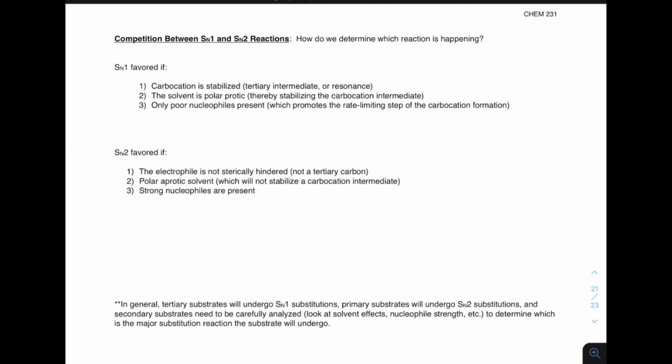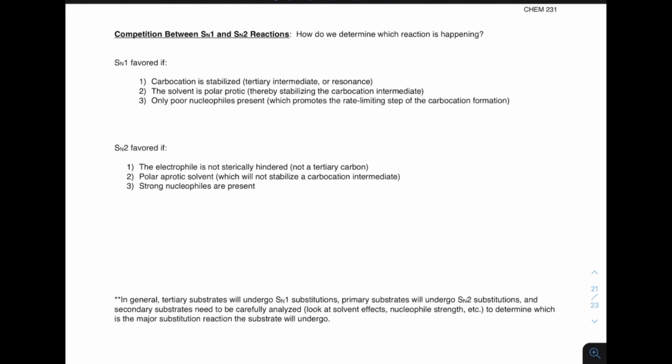So finally, how do we determine whether an SN1 or SN2 reaction is happening? We've discussed this already through some of these videos and in lecture, but to list out the rules a little more clearly, we know we have an SN1 favored if we have any formed carbocation that's really stabilized, meaning we'll probably have a tertiary or secondary electrophile. The solvent is polar protic, right? Water, methanol, etc., which will stabilize the carbocation intermediate, and only poor nucleophiles are present, right?